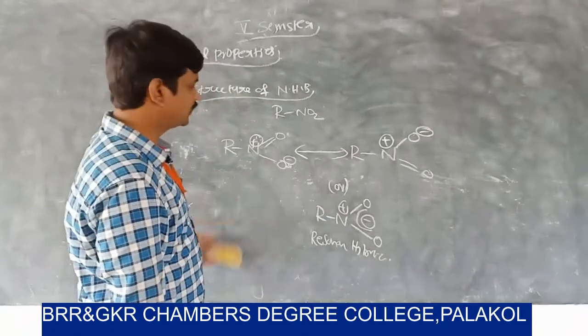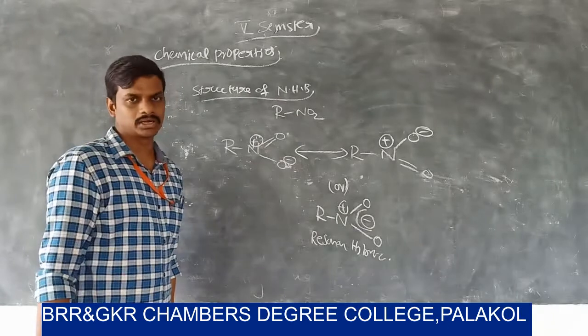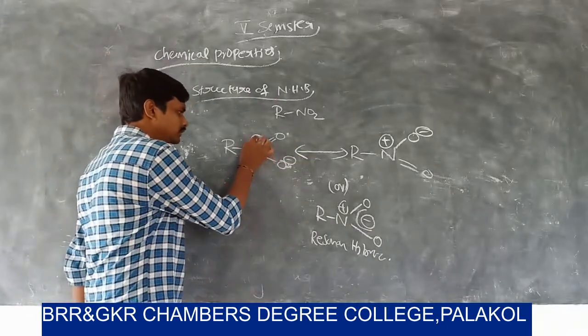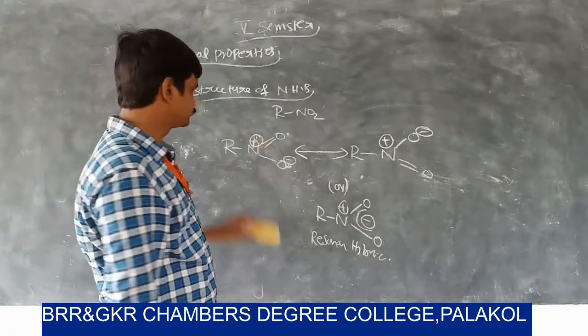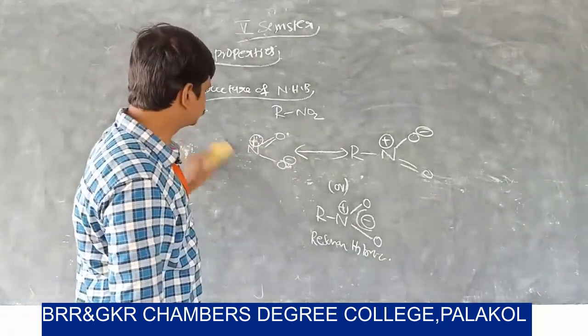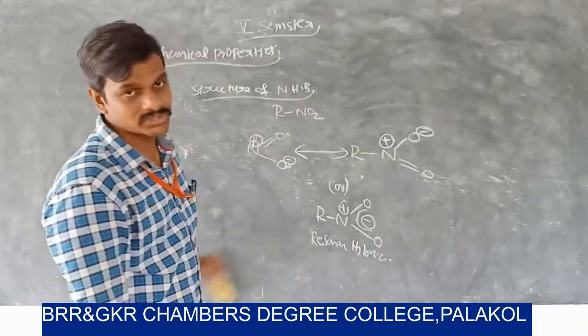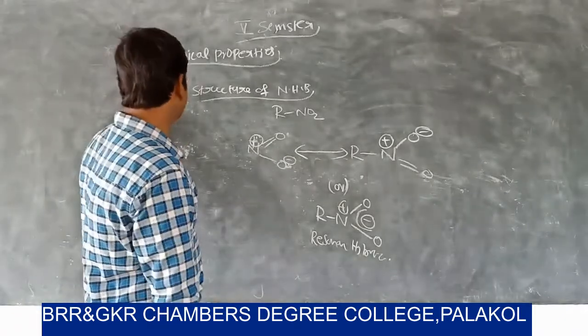So this is the resonating structure of nitrohydrocarbon. In this nitrohydrocarbon, the nitrogen carries a positive charge. Here we have 8 types of chemical reactions. Let us discuss one by one.